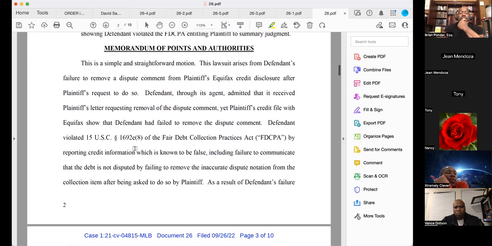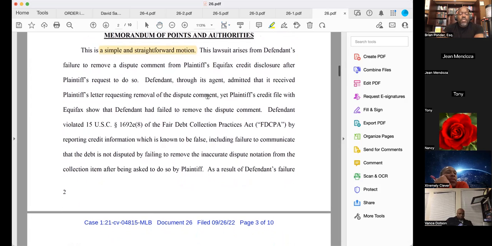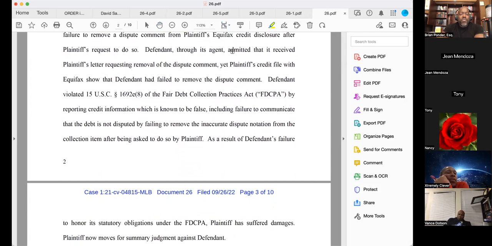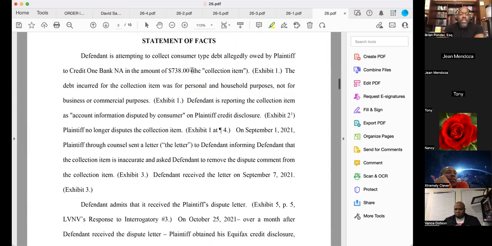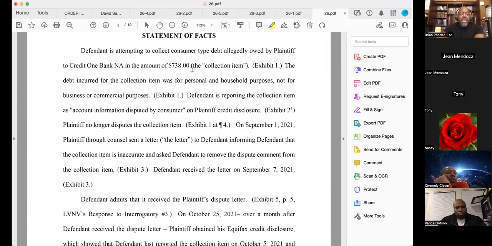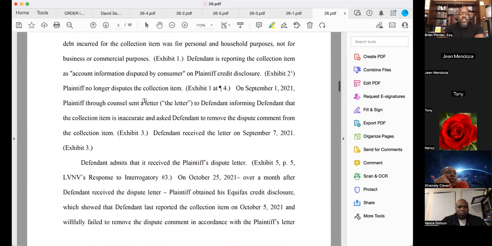It's a simple and straightforward motion. The lawsuit arises from defendant's failure to remove a dispute comment from plaintiff's Equifax credit disclosure. After being asked to do so, defendant, through its agent, admitted that it received the letter requesting removal, and it didn't do it. Defendants attempted to collect that credit card collection. Exhibit 1. The debt was incurred, it's a consumer debt.